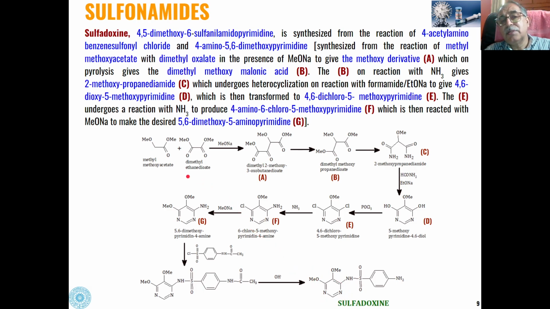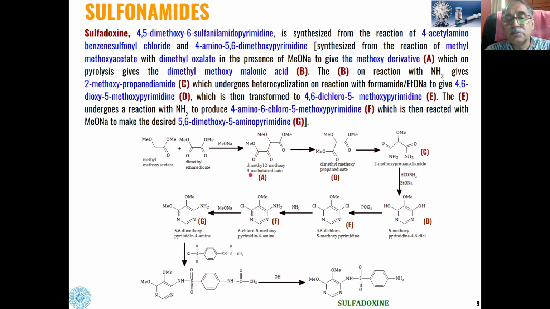So the basic formation of this drug can be achieved when we start with methyl methoxyacetate, which reacts with dimethyl ethanedioate. So condensation will take place in the presence of basic medium. This will act as an active methylene compound. This will attack this carbonyl carbon with the elimination of H from here, methoxy from here. Methanol will be removed, and this type of addition product will be formed.